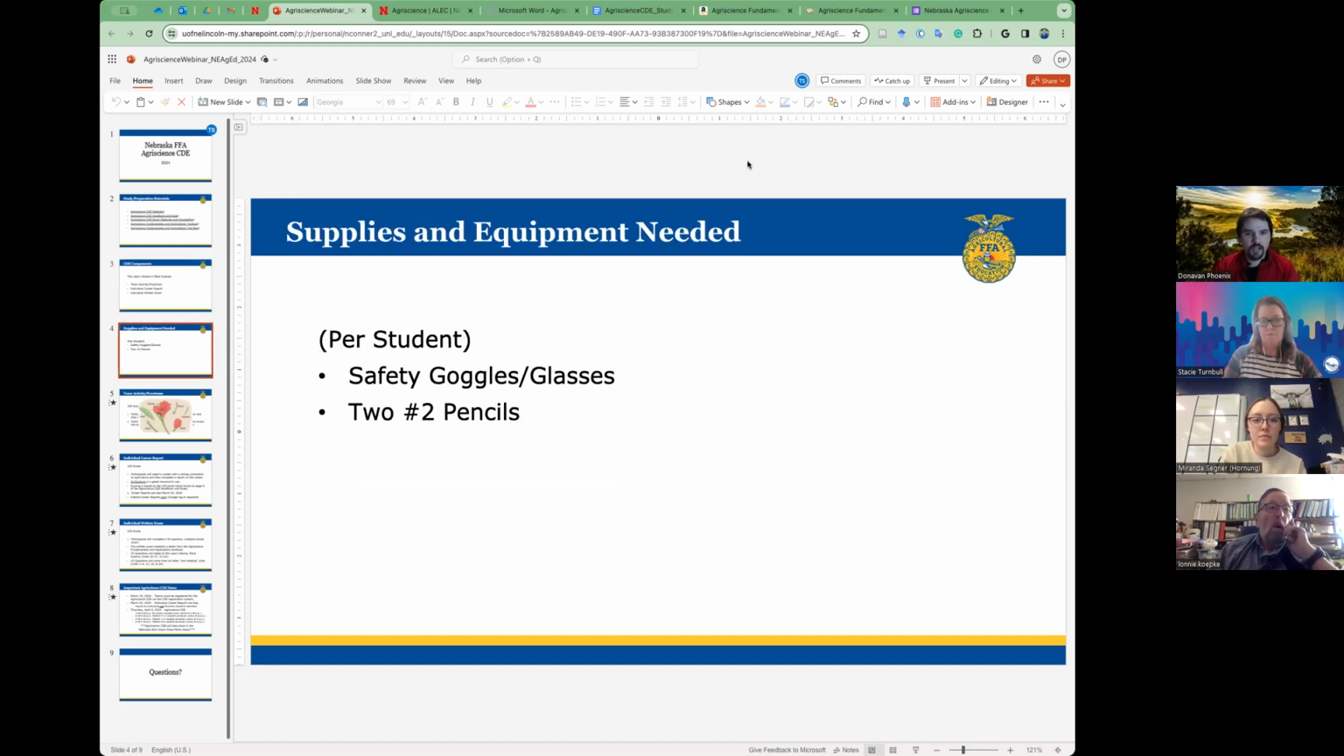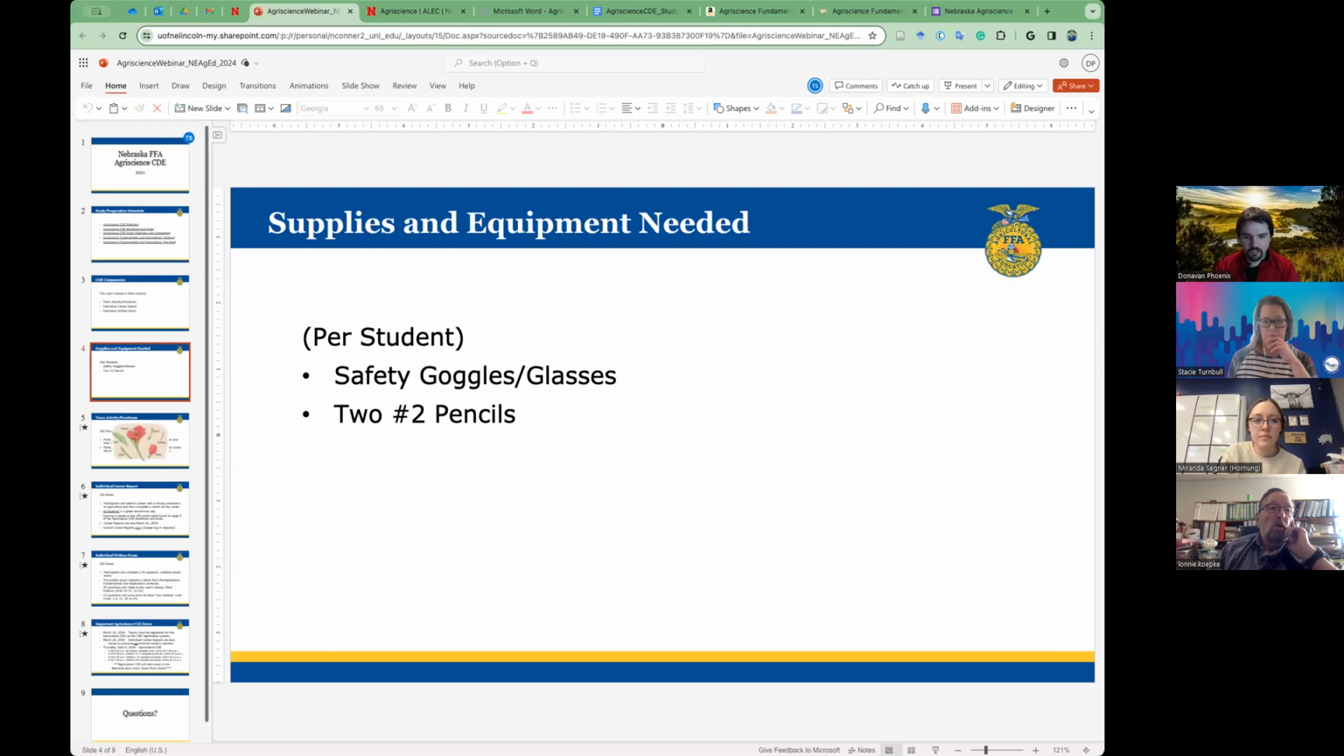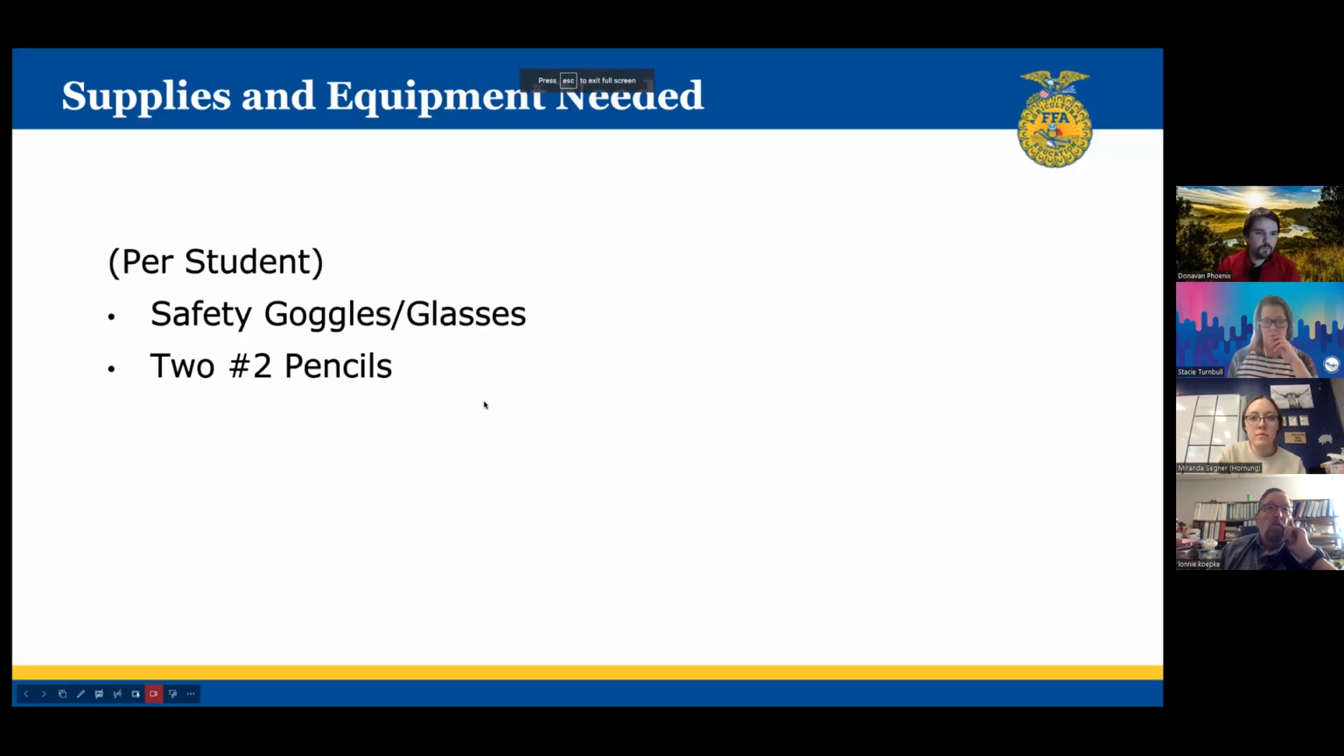As far as supplies and equipment needed, you're only going to need a few things. You're going to need some safety glasses and then some number 2 pencils. Each student should have those when it comes to the lab safety portion and completing the practicum as a team. These are a must.